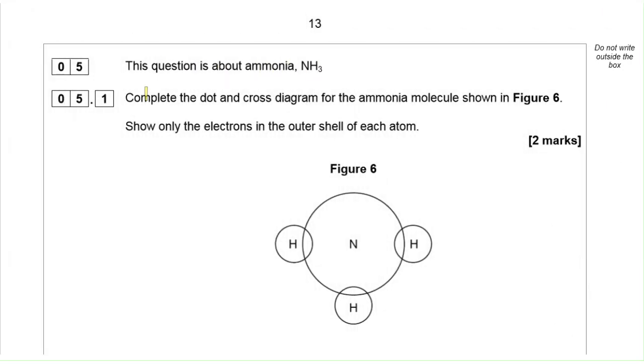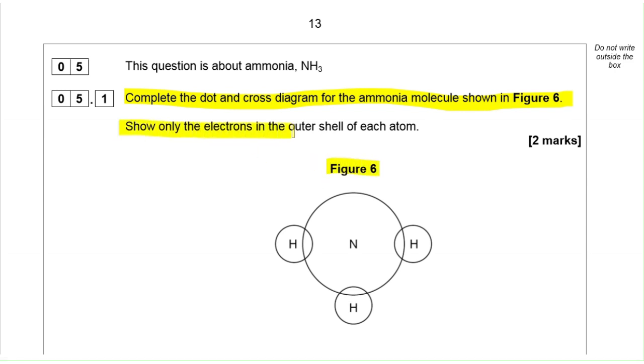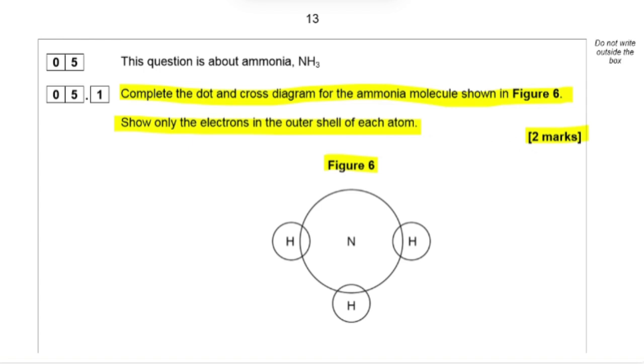This question is about ammonia, NH3. 5.1. Complete the dot and cross diagram for the ammonia molecule shown in figure 6. Show only the electrons in the outer shell of each atom, and this is a 2-mark question. So here's figure 6, something you must have done dozens of times in your lessons, the good old dot and cross diagrams. The hardest part is knowing how many electrons to put in.